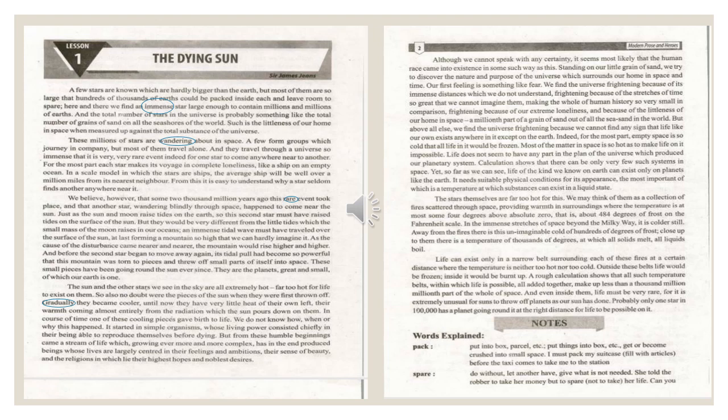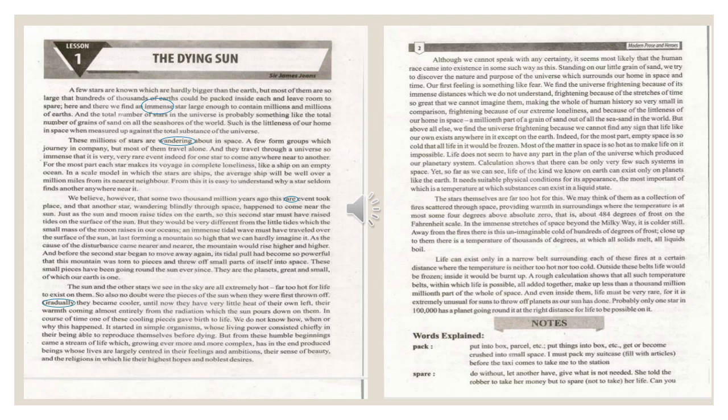As you can see on your screens, there is the outline of your English book. So now let's start with the discussion of The Dying Sun. I will start with the introduction of Sir James Jeans. Sir James Jeans was an English physicist and mathematician. He proposed for the first time that matter is continuously created throughout the universe.